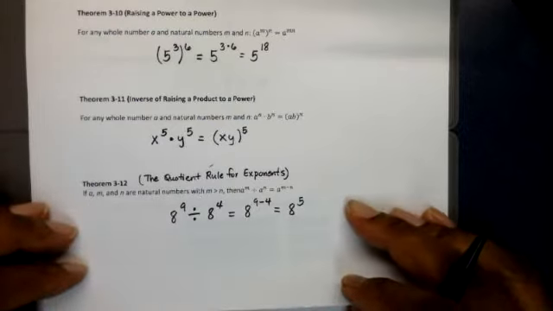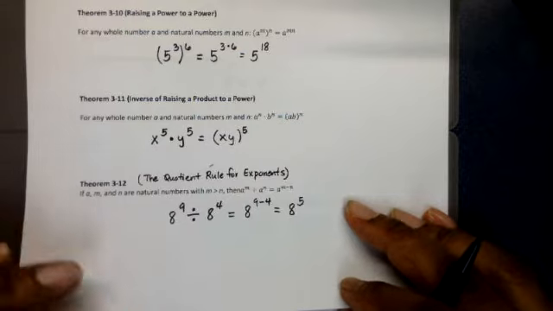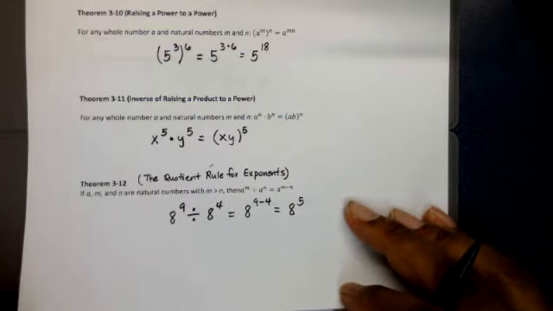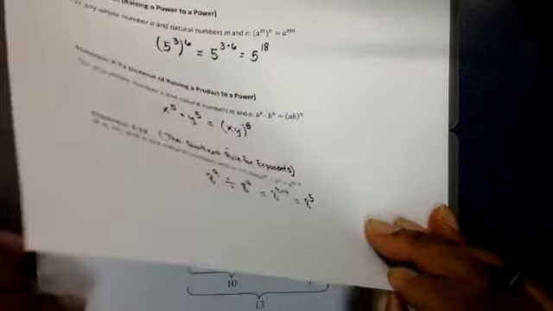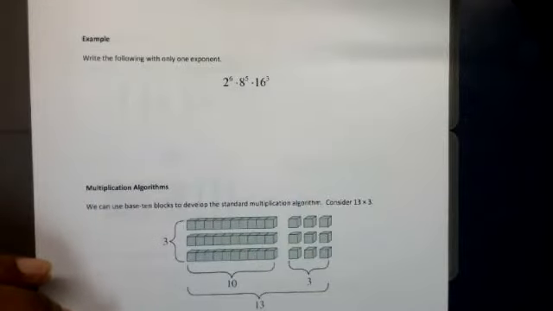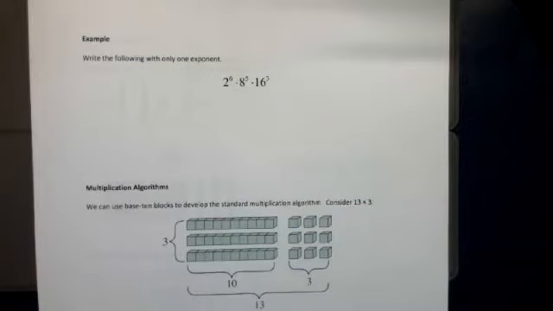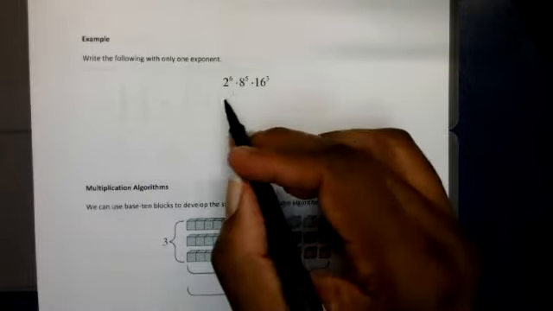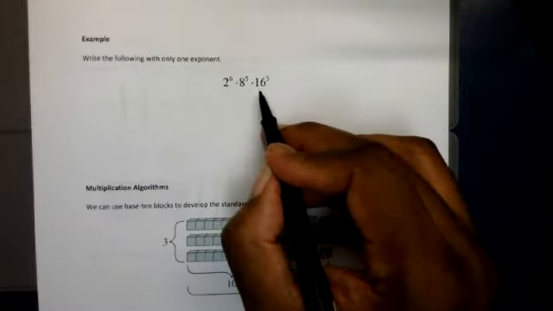So these are just properties of exponents. They're going to be coming back up as we move along in this particular course. Here's an example. Let's say we want to write the following with only one exponent. So in this case here, we've got 2 to the 6th times 8 to the 5th times 16 to the 3rd power. Okay, so let's say I want the base to be the same.